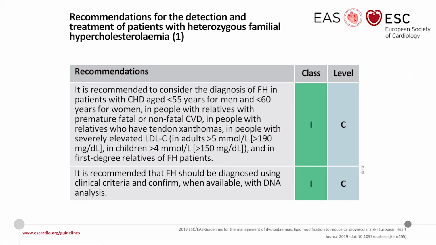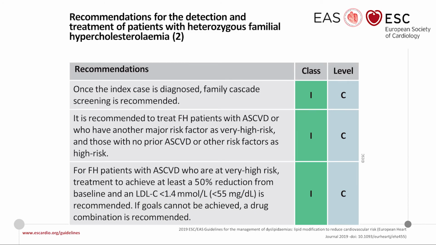It is recommended that FH should be diagnosed using clinical criteria and confirmed when available with DNA analysis. Once the index case is diagnosed, family cascade screening is recommended. As we discussed earlier, the patients are divided into risk groups, with one group with very high risk and one group with high risk. For FH patients with cardiovascular disease, they are at very high risk.